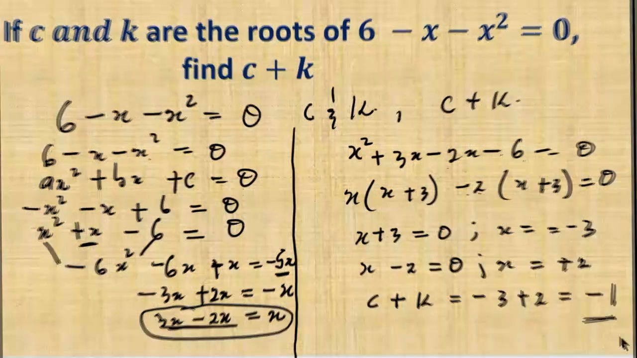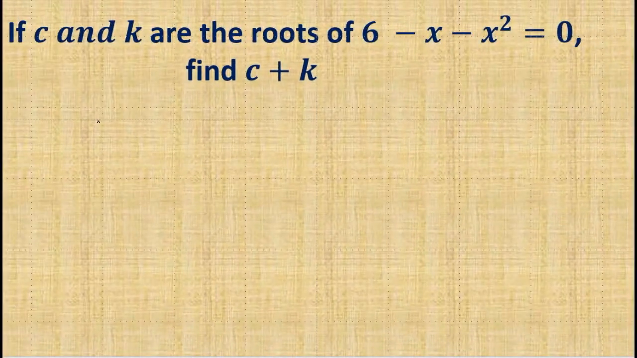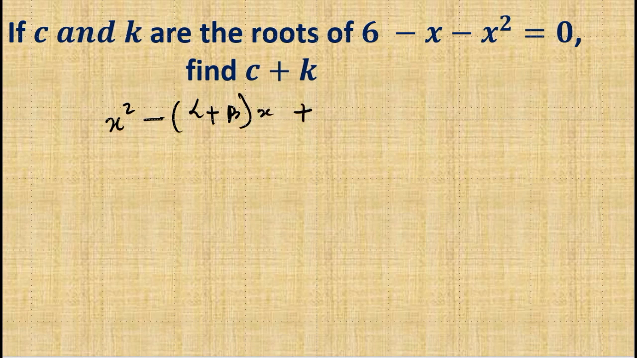There is a shorter route. Let's see it out. Now, for every standard quadratic equation, it should follow this format: x squared minus (alpha plus beta)x plus alpha beta equals 0, where alpha and beta are the roots of the quadratic equation. Now, I'm asked to look for c plus k. That's the same thing as alpha plus what? Beta.